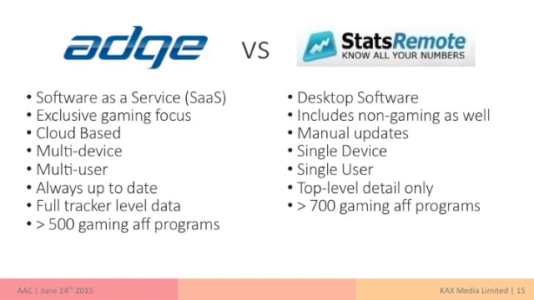Stats Remote is a desktop software. It includes non-gaming as well. I think they support thousands of affiliate programs. The updates are manual, so you have to fire up the program on your computer and hit the go button and wait for it to pull everything down. It's single device, single user, and it's only the high level detail, so you don't get any of that tracker level reporting if that's important to you. But they are integrated with over 700 gaming affiliate programs. At this point, Edge is just over 500.